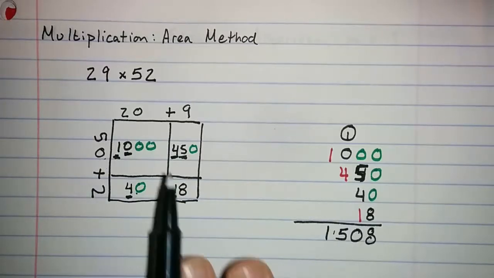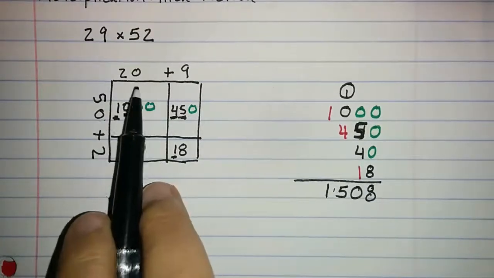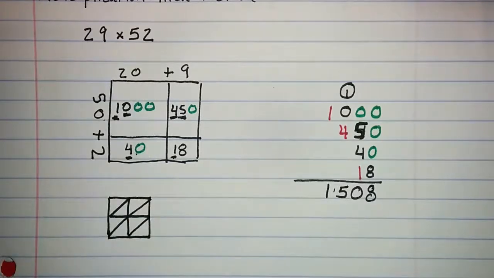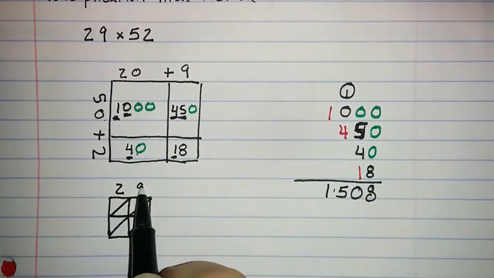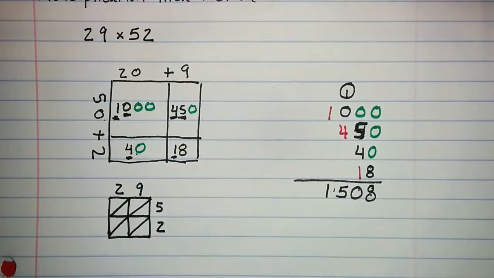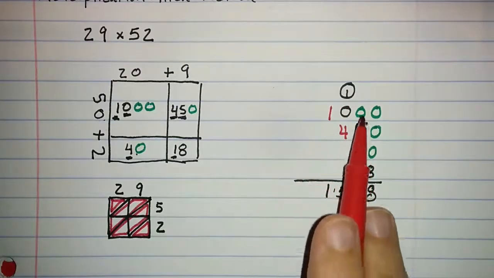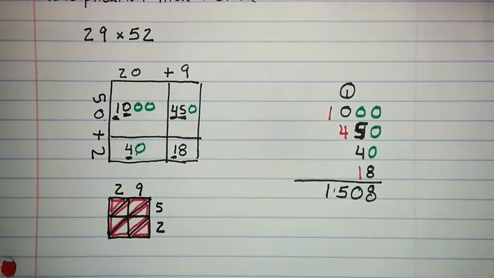Let me show you a way that we can organize this. I've just created a box with 2 rows and 2 columns because each of my numbers is a 2-digit number. I'm going to write my first factor across the top and my second factor down the side. And now the diagonals in my box here, these will correspond to the places that I saw in my sum.